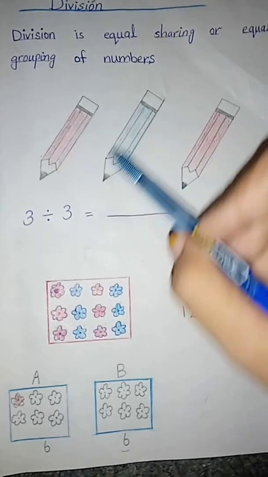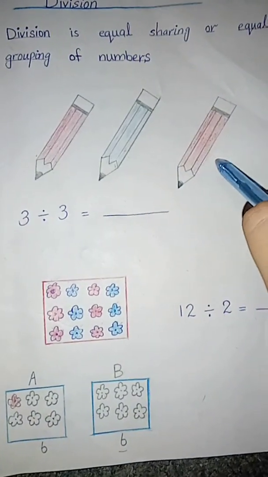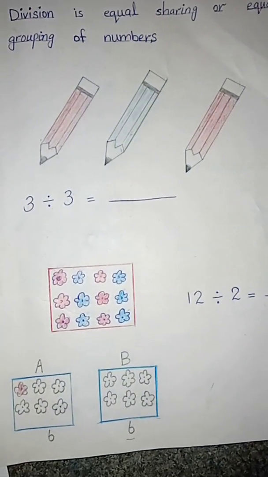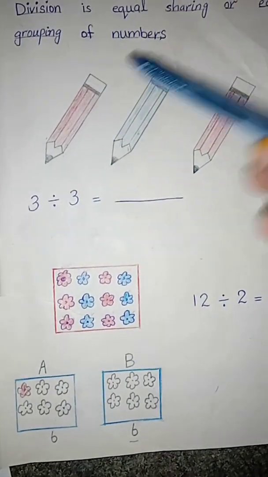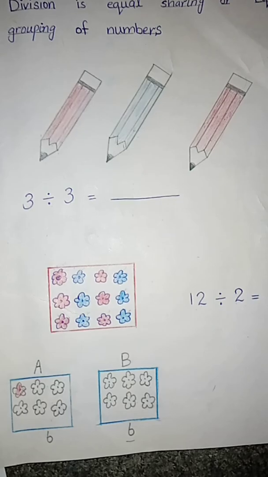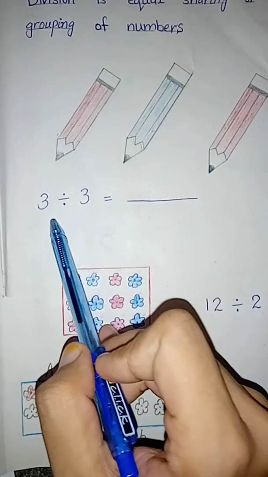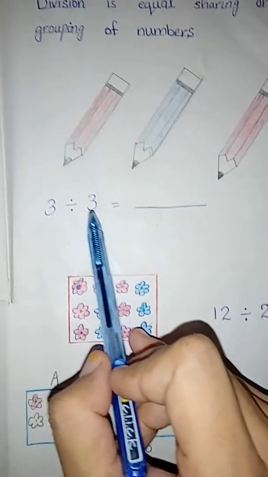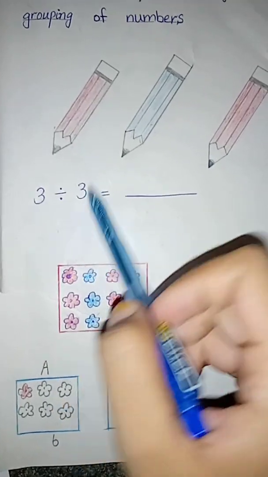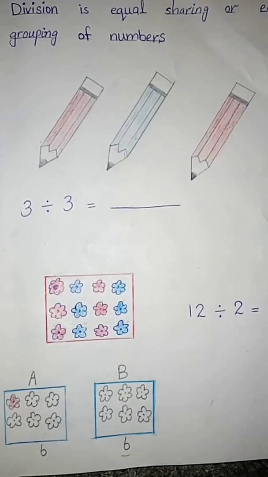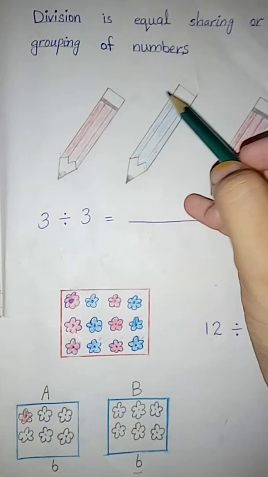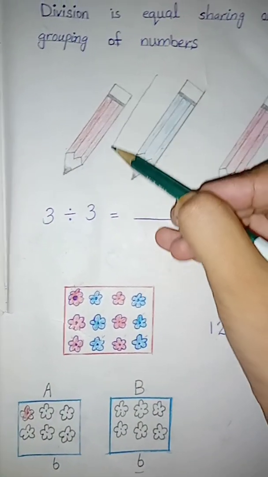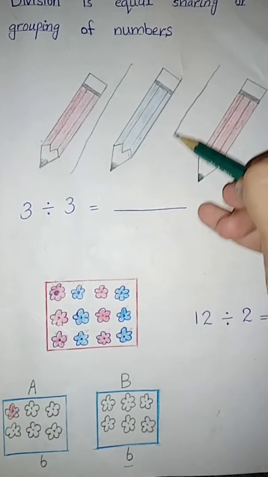For example, we have 3 pencils and we divide them among 3 students. How do we divide them? We divide them one by one. We give one pencil to each student. There we have 3 pencils and 3 students, so we give one pencil to each student. We divide them into 3 equal groups.